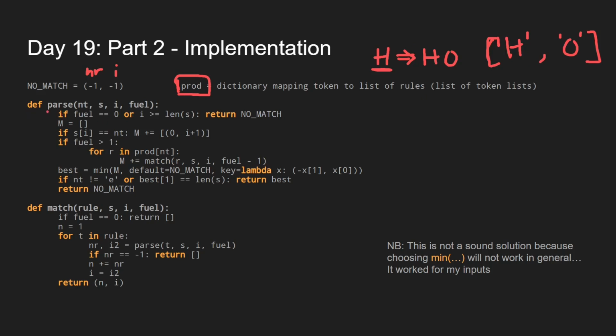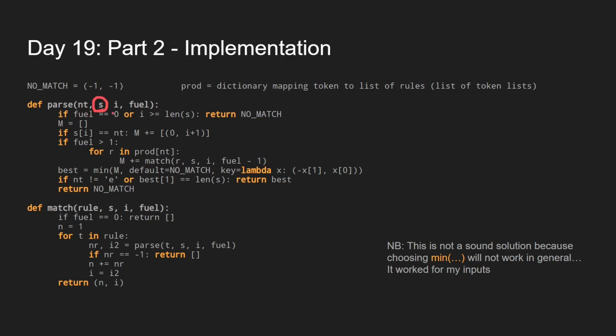In the parse function, the first argument is something called NT. This is from the parsing world, non-terminal. So NT is essentially the token we want to match. S is the whole string that we are matching, and I is the current position in the string which we need to match at. Fuel is the recursion limit. So when we run out of fuel, if fuel is 0, then we have to stop and we return no match. If I is past the end of the string, then we cannot match, so we return no match.